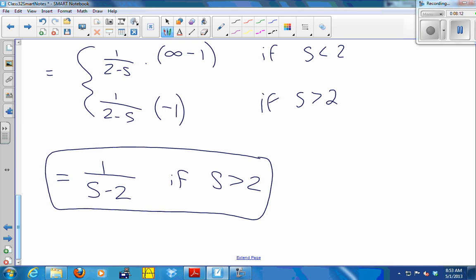So this is the Laplace transform of e to the 2t.